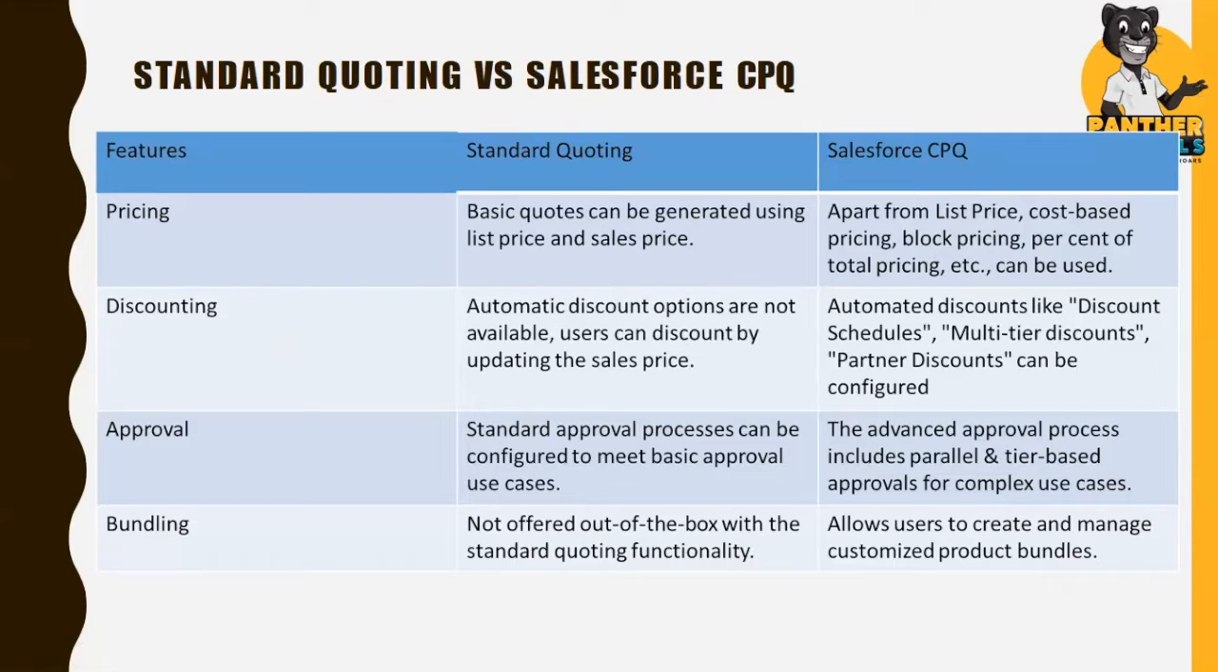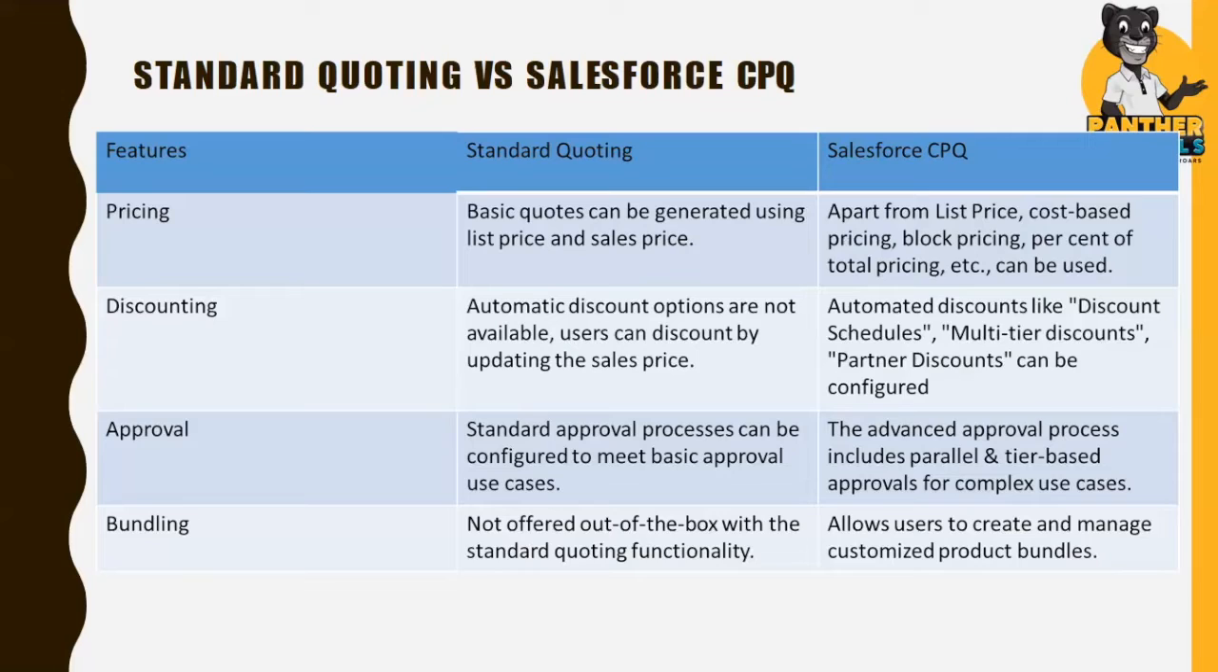Automatic discount options are not available, meaning in the standard quotation process we don't have a discounting process. We would have to create some custom logic and then we can achieve the discounting process, but there is no such standard functionality in Salesforce Sales Cloud to achieve this type of requirement. But if you are using Salesforce CPQ, then we have discount scheduling, multi-tier discount, partner discount, and many more.